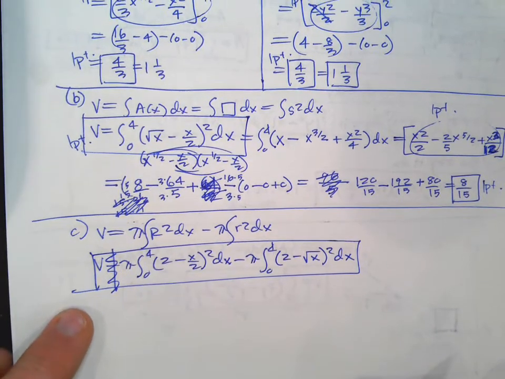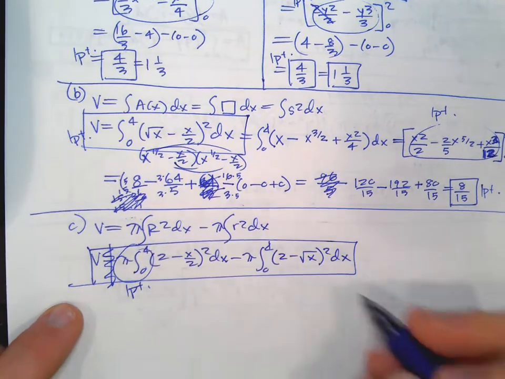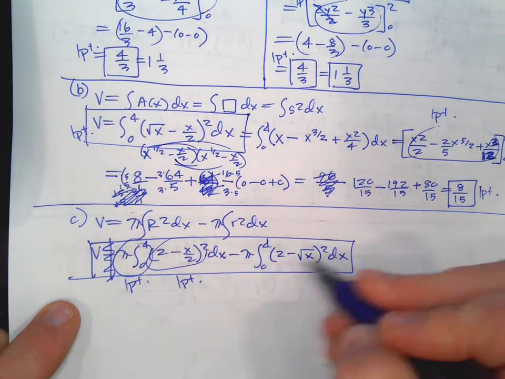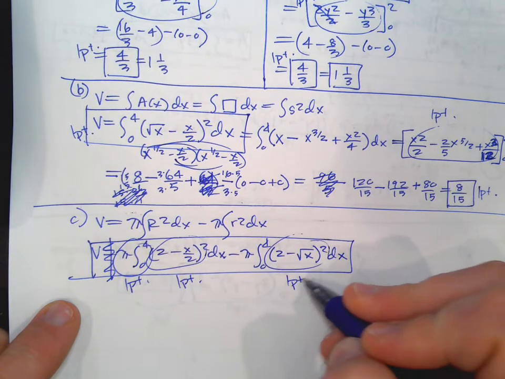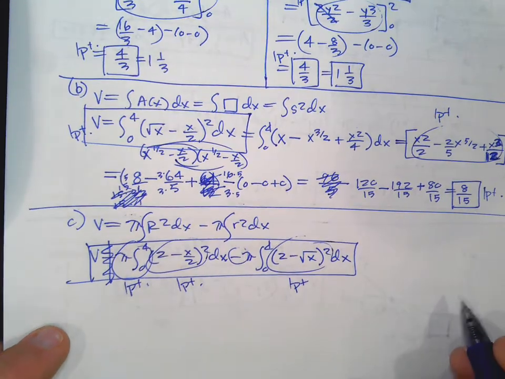The points here, there's 3 points. So 1 point for the constants and the limits being correct. Don't forget the pi, get the limits correct. 1 point for this, 1 point for this. You have to have the minus, probably, to get that point. So there you go. We can do the shell method.